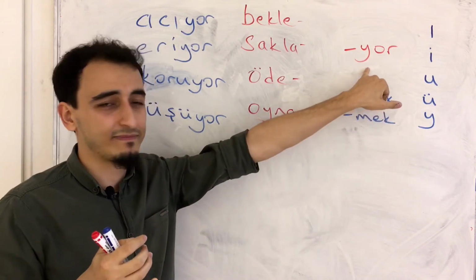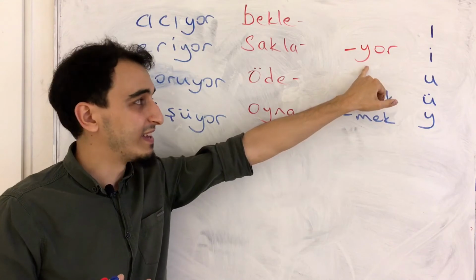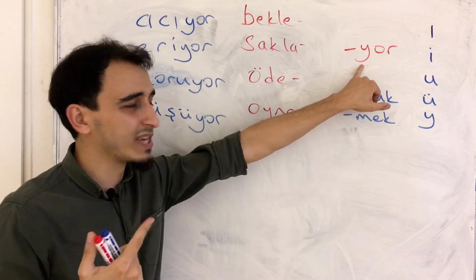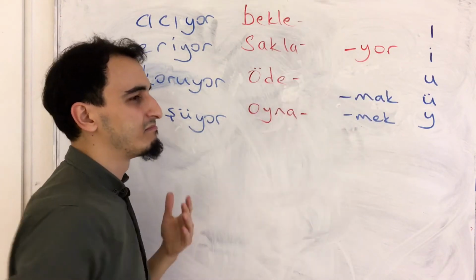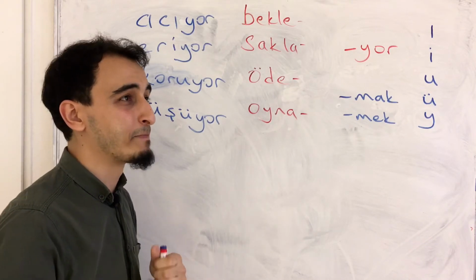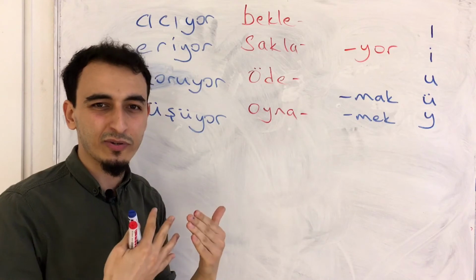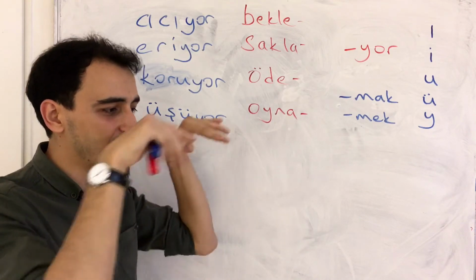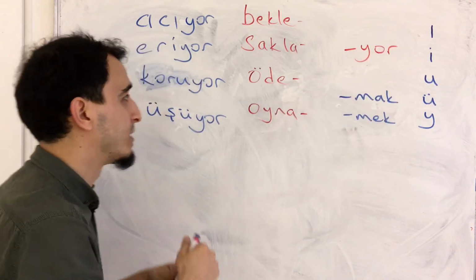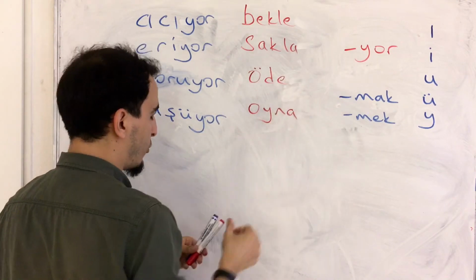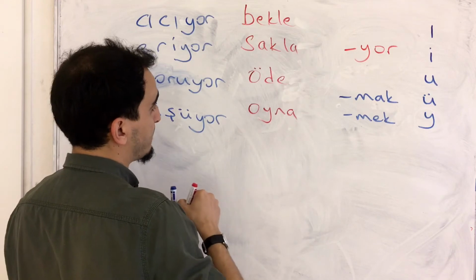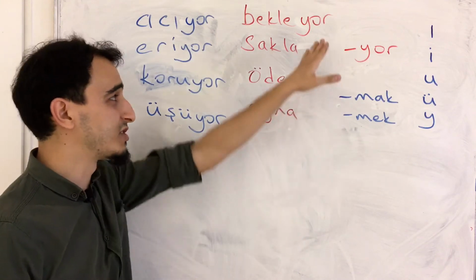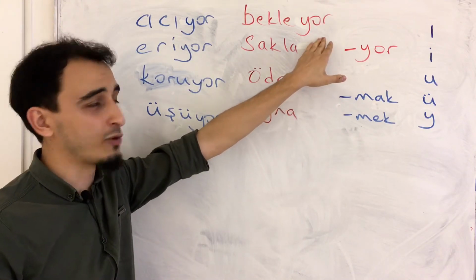Because this suffix yor, it has ye inside, like it begins with ye, and the sound ye has an effect on them that makes them turn into like helper sounds. So they will act like helper sounds. I mean, they will be in the shape of helper sounds. How? Let's see. Beklemek, saklamak, ödemek, oynamak. So, bekliyor. That would be quite easy if it was just this way. And I know this is your expectation.